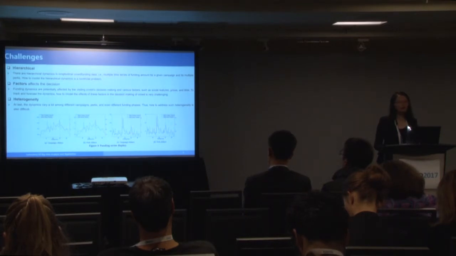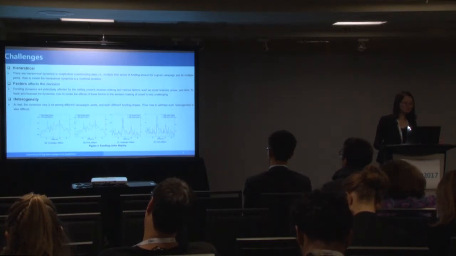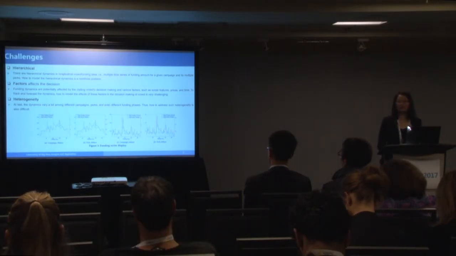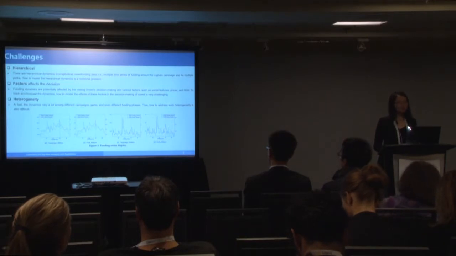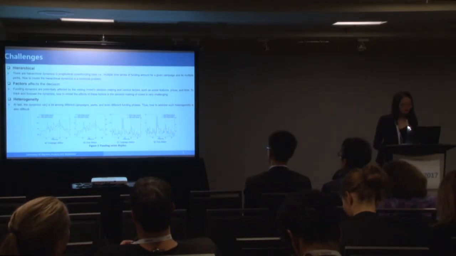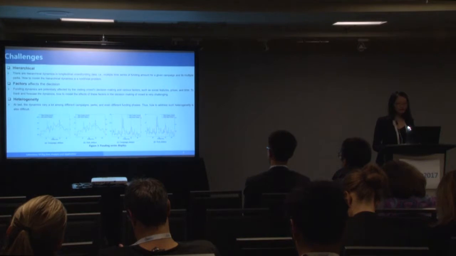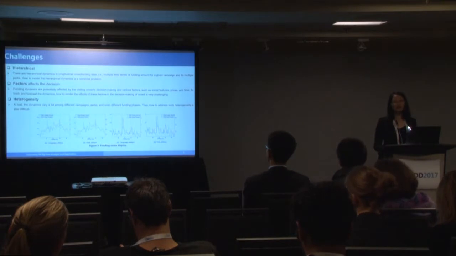Second, there are a lot of different factors that will affect the prediction about the campaign and the perk, such as the decisions of the visitors, the social features, the prices, and so on. The last challenge is heterogeneity. From the data, we also observe that the dynamics may vary a lot among different campaigns, different perks, and even different funding phases. Therefore, it is quite challenging to model such prediction in crowdfunding data.